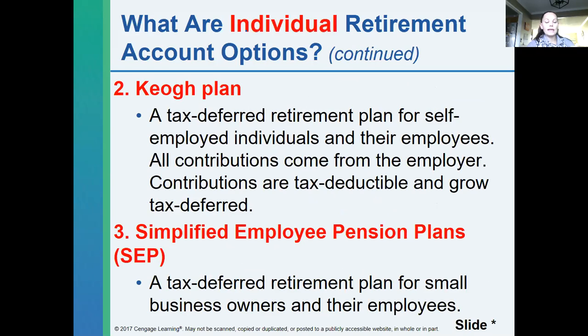A Keogh plan is another tax deferred retirement plan for self-employed individuals and their employees. All the contributions come from the employer, not the employee, and contributions are tax deductible and grow tax deferred. So if you are interested in owning your own business or being self-employed, this is something that may interest you and you would want to look into.